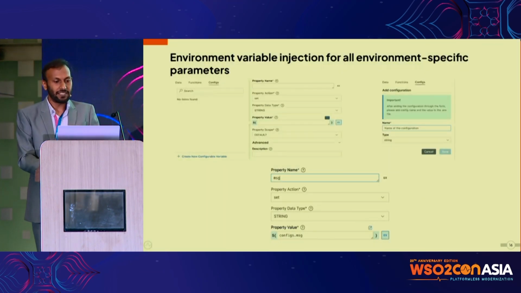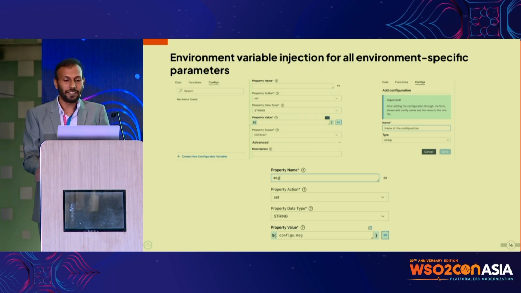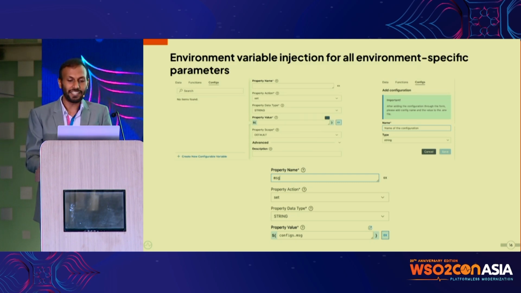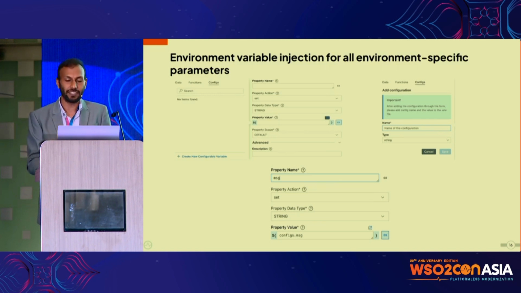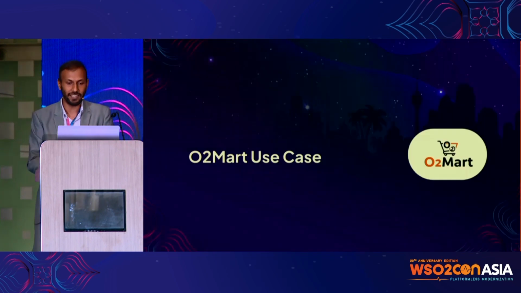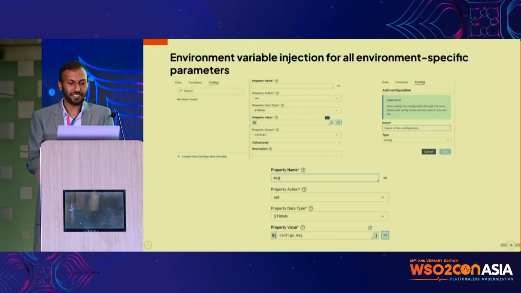And this is the configurable environment variable injection. In the Synapse itself, you can mark these variables as configs.something, and then inject them according to your environment. So that's a very high-level recap of MI and what we did in the last release.